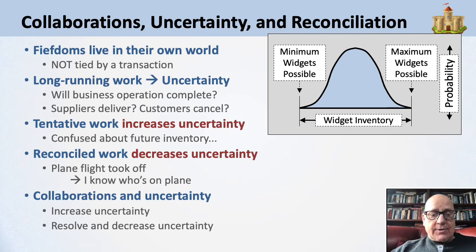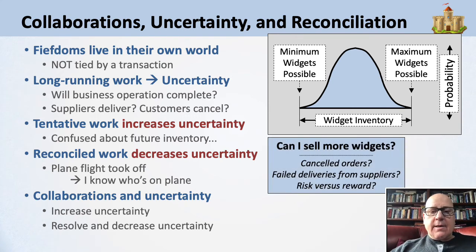Collaborations mean uncertainty. Things increase uncertainty, and then later they resolve and decrease uncertainty. Can I sell more widgets? Will I have enough? Who will cancel? Will I get the deliveries? What's the risk versus the reward to making commitments?